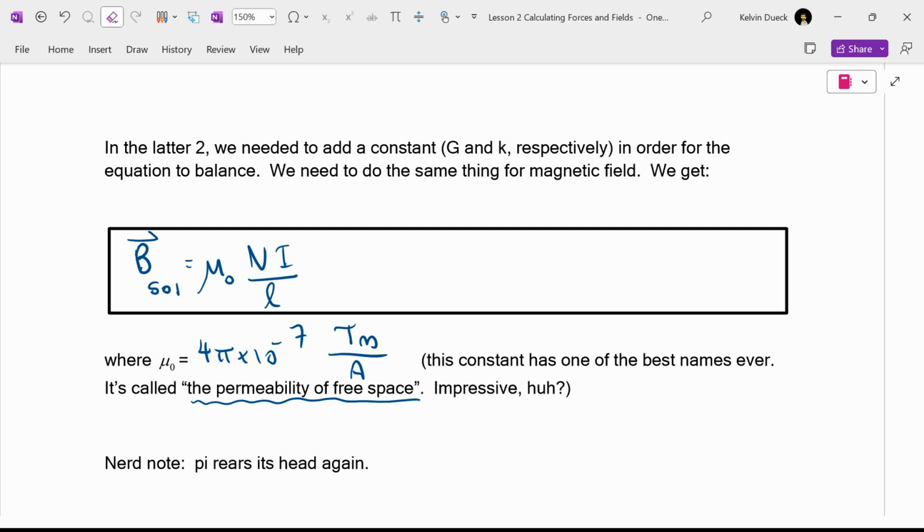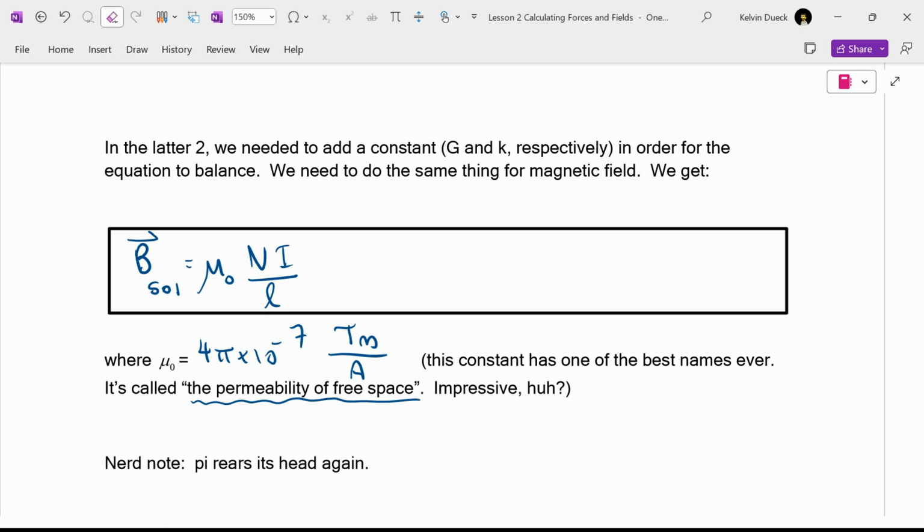If I get the mu naught by itself, amps would go to the bottom, length would go to the top. It's on your formula sheet. Can you find it? It should be right underneath the k, 9 times 10 to the ninth, or right around there. Should be on the same chart that has big G and little k and the mass of an electron and the... It's there, yes? First of all, Mr. Dueck, why is pi showing up? The universe likes that number.